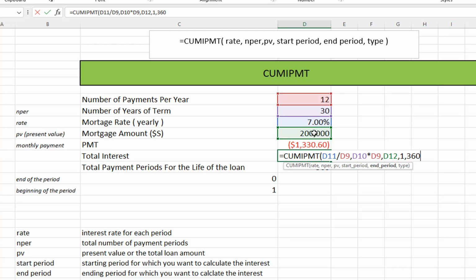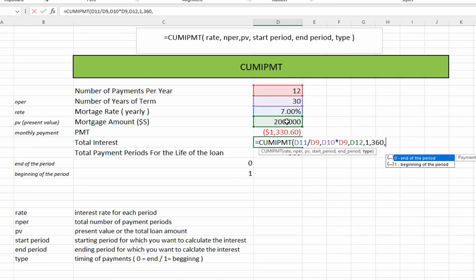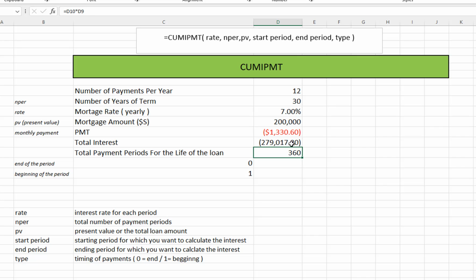for the total number of payments during the life of the loan, comma, now here we can go either at the end of the period or the beginning of the period, but in this case we want to type in 0 so we could see what the cumulative interest would be for the end of the period. So this is what you would have for the total cumulative interest paid over the life of this loan.